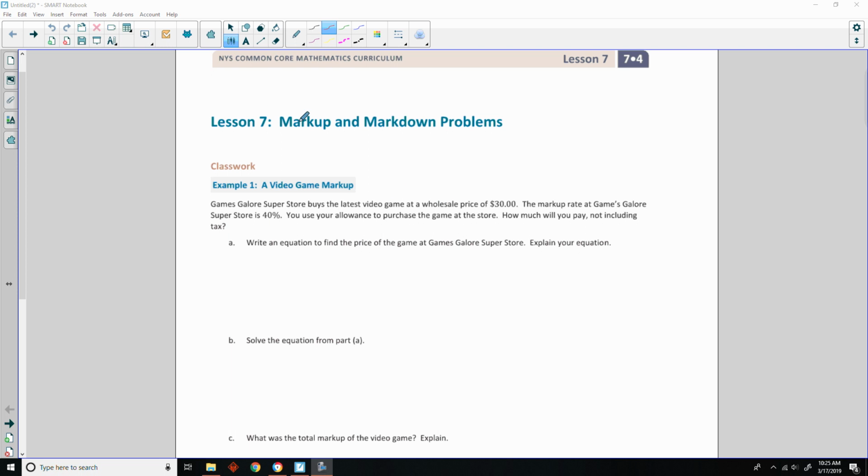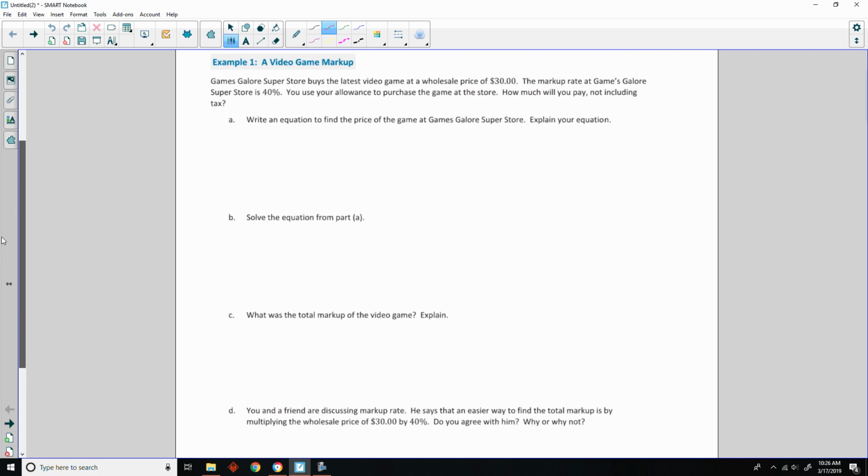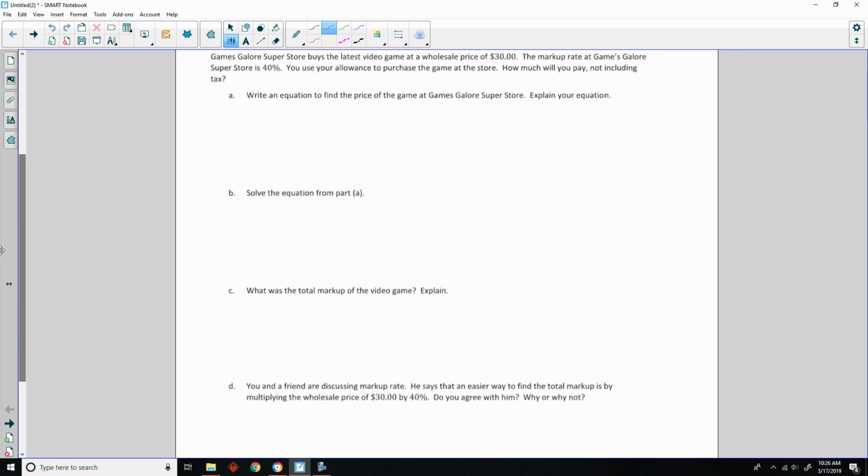This is Lesson 7, Markup and Markdown Problems. Classwork Example 1, a video game markup. Games Galore Superstore buys the latest video games at a wholesale price of $30.